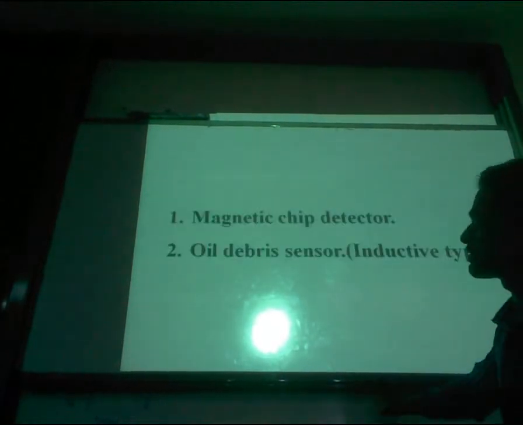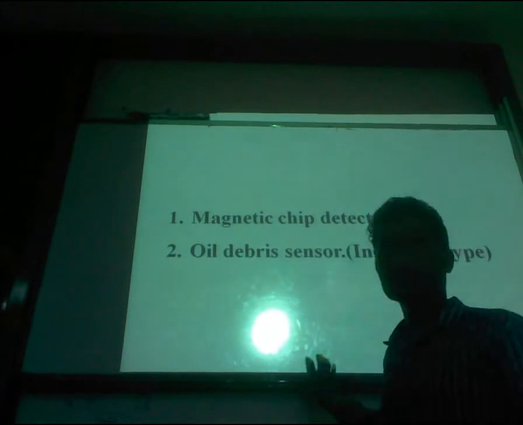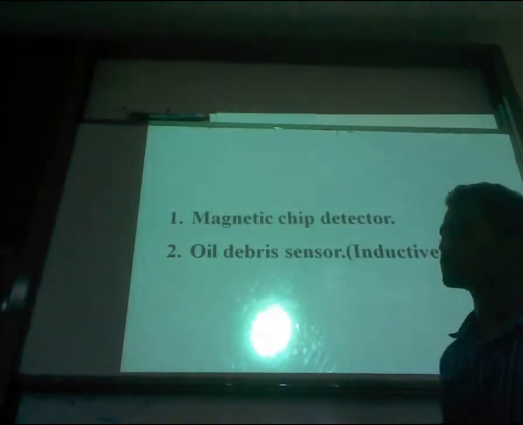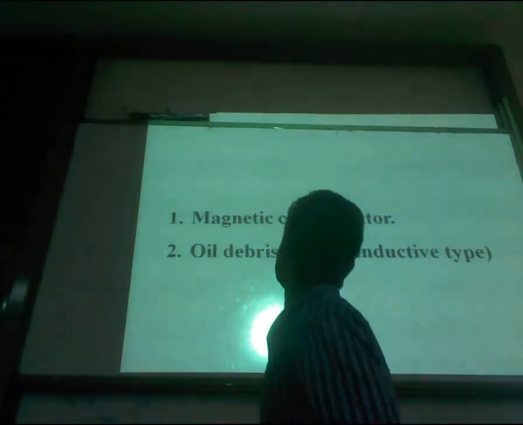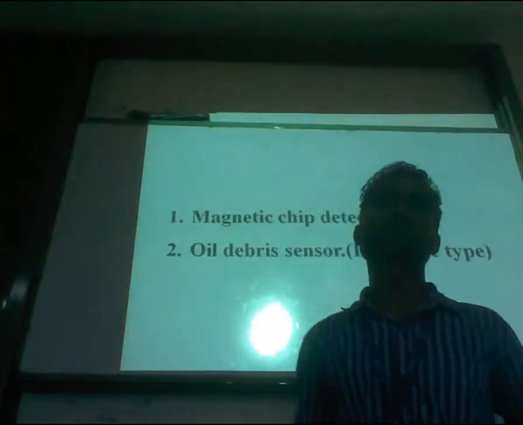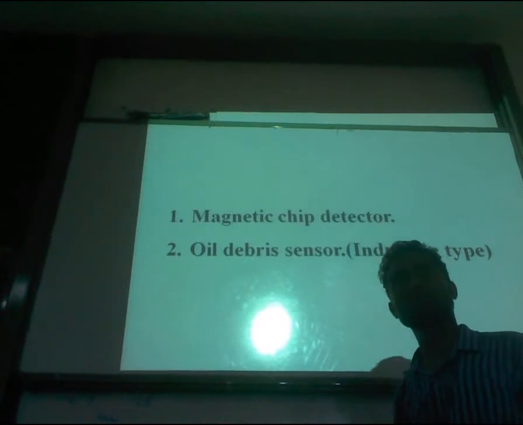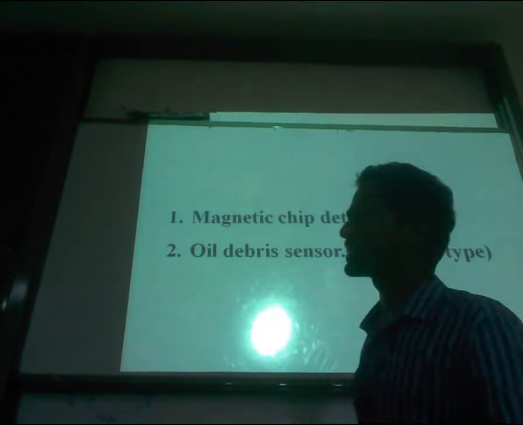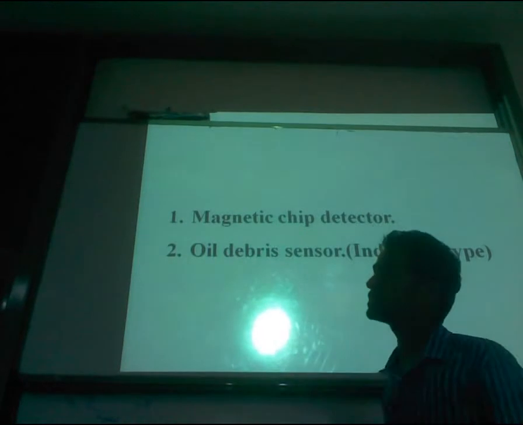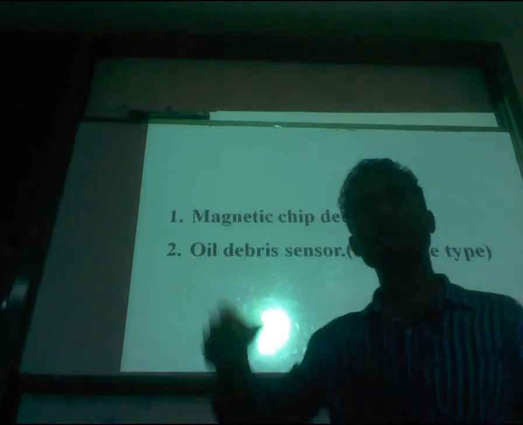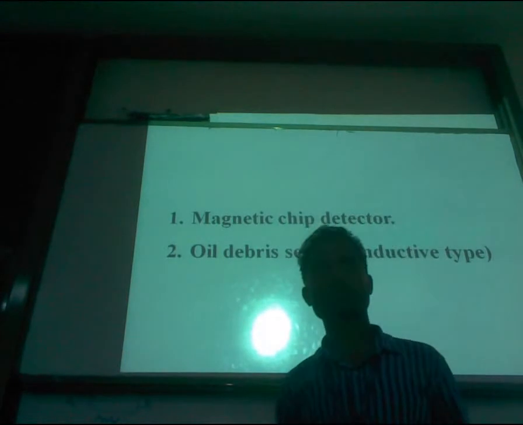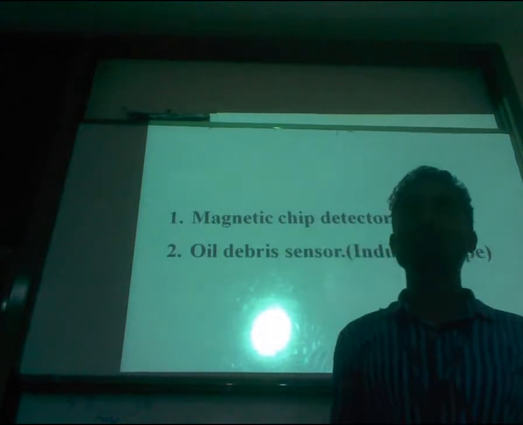The first one is the magnetic chip detector, and the second one is the oil debris sensor, that is the inductive type. The magnetic chip detector is a very old technique that we have been using since the initial stage of oil debris detection. In this, only one magnetic device is used to detect the chips. This device is directly plugged into the oil line that goes to the engine.